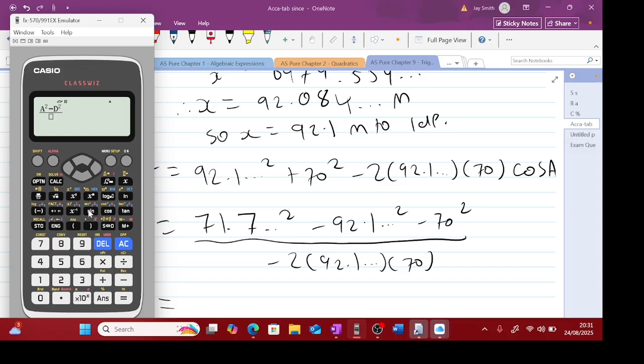minus 70 squared, divided by minus 2 lots of 92.1, which was D again, and then times 70.